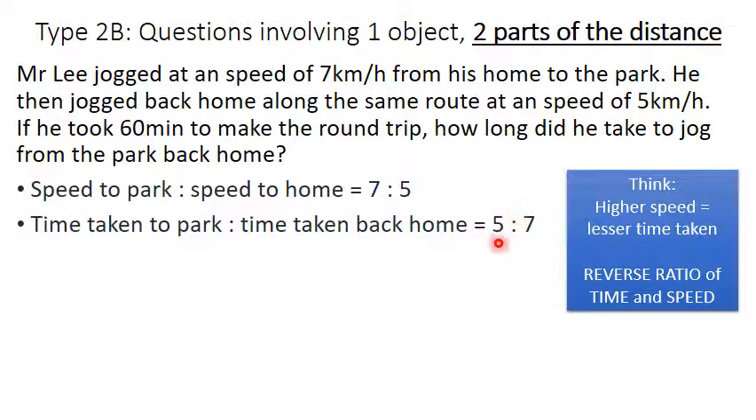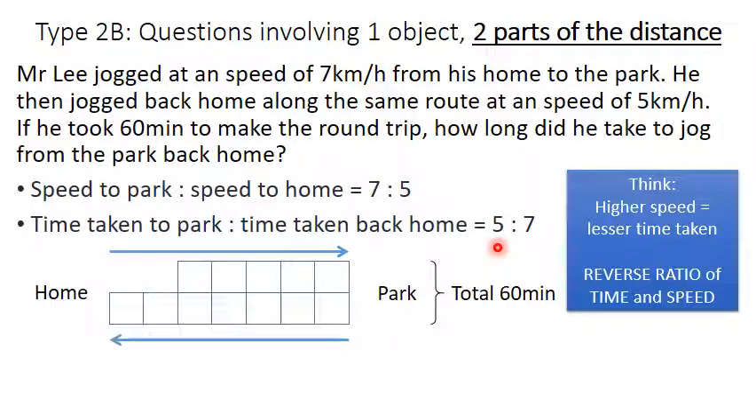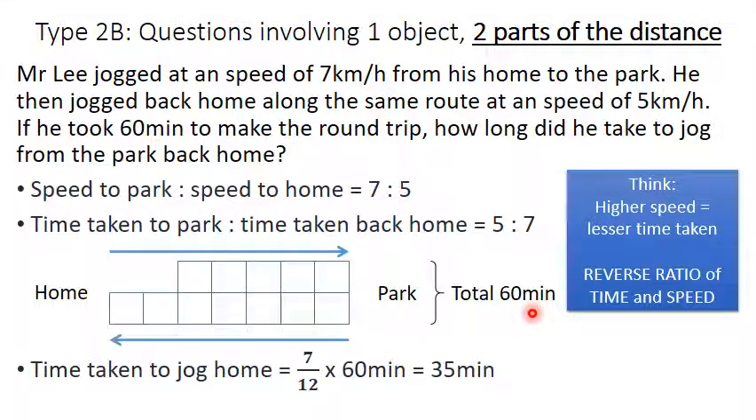So this is the time taken for the whole journey. 5 you need to go to the park, 7 you need to come back home. Total I will spend 60 minutes, which is 12 units. So I want to find out how much did he spend on the way home. So this is 7 units. So 7 out of 12 times 60 minutes equals to 35 minutes. Or you can find 1 unit first, then you times 7 units also can.